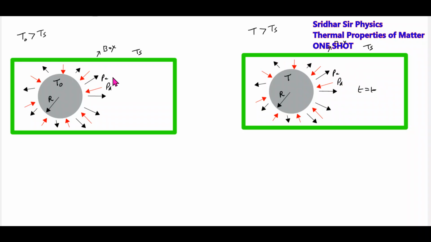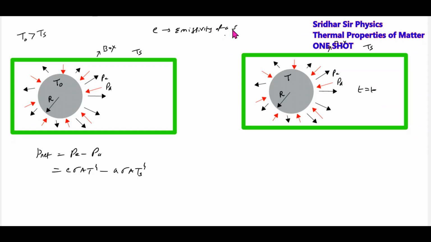So what is this body doing? It will be emitting as well as absorbing. The net power radiated is equal to P_E minus P_A. The power emitted is e sigma A T to the power of 4, minus the power absorbed, a sigma A Ts to the power of 4. What is e? e is called the emissivity of the surface. The net power radiated will be dQ by dt.